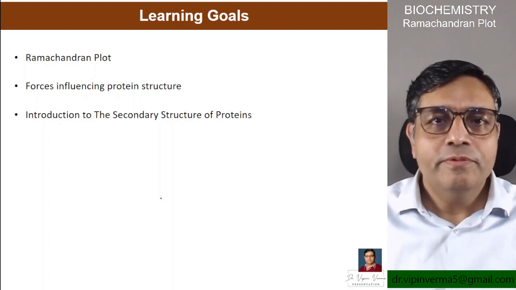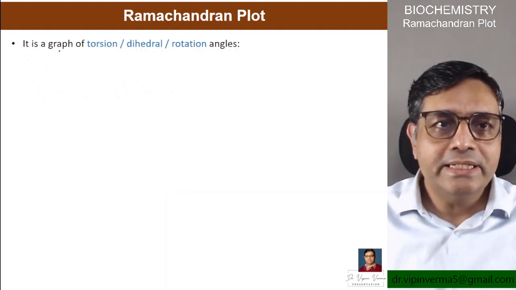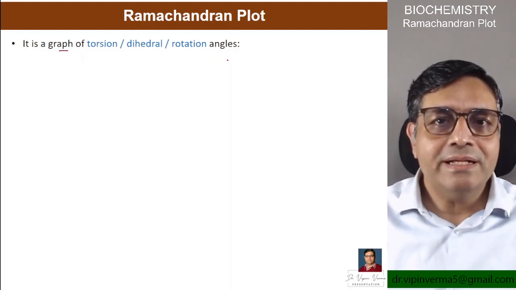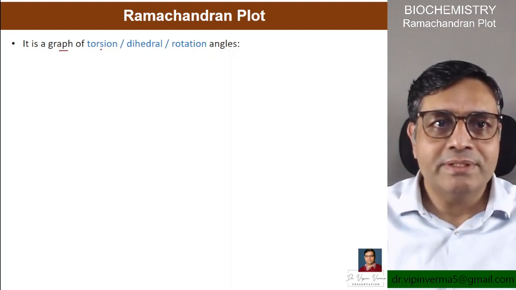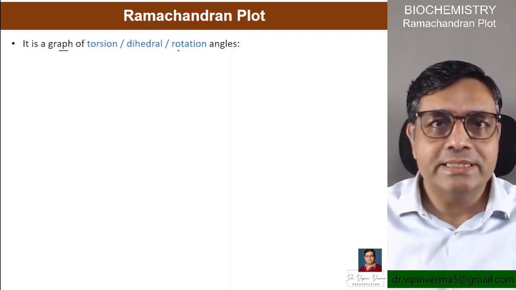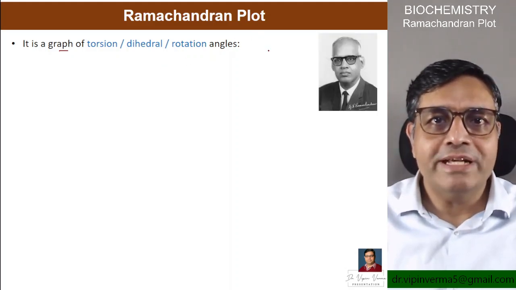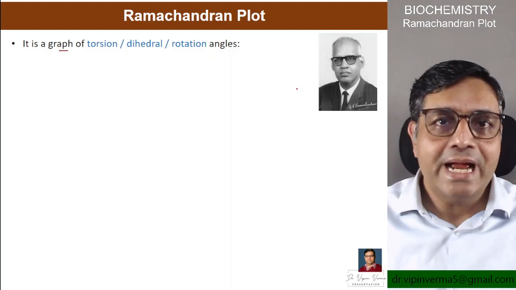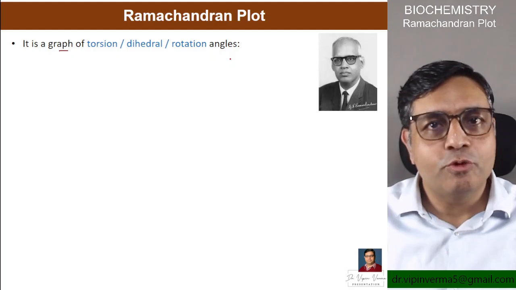All right. So first start with the Ramachandran plot. So if you see Ramachandran plot, it is a graph of torsion or dihedral or rotation angles. So the angles are the same, but they have three different names and they all denote the same thing. Either we call them a torsion angle or dihedral angle or rotation angles. Now, what are these angles? If you don't understand, I will explain to you. And this particular plot was first devised by the great professor G. N. Ramachandran, right? And now, this Ramachandran plot is an inseparable part of protein chemistry.